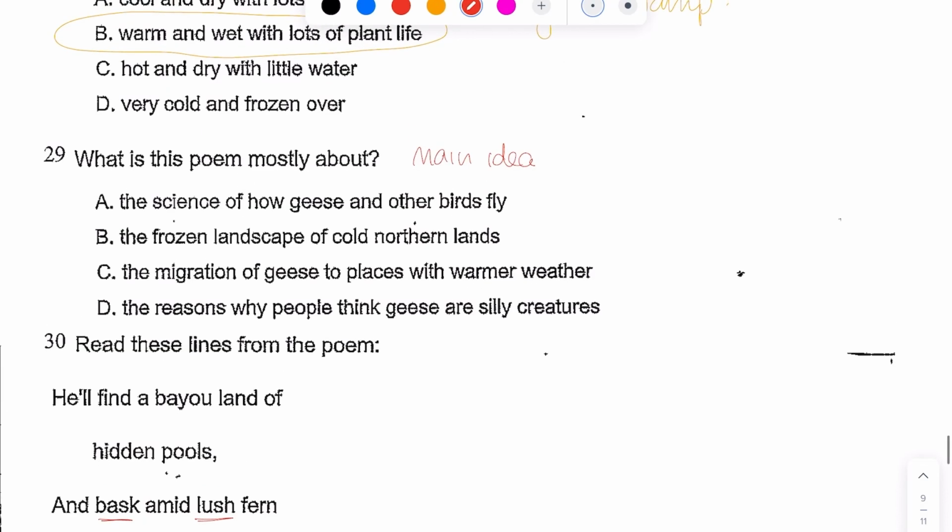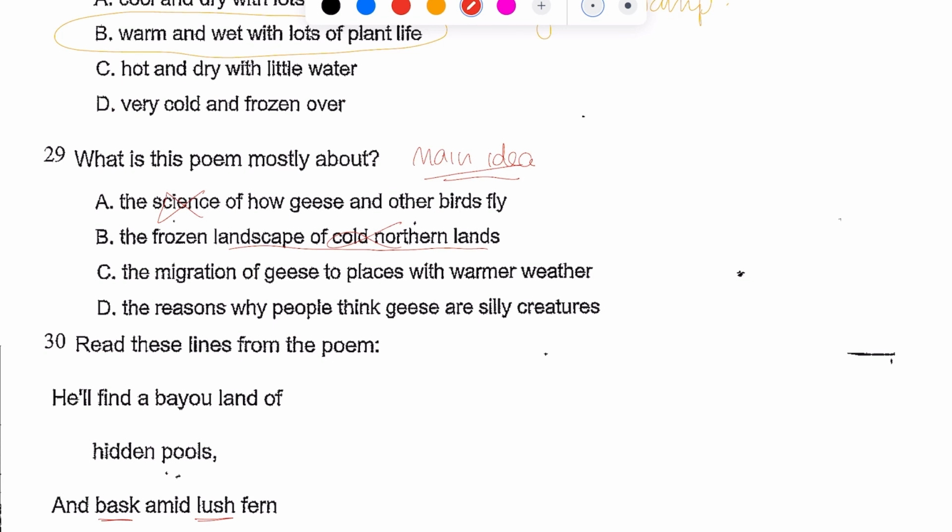Next one, number 29. What is the poem mostly about? This is the main idea question. So think about the poem as a whole. It's not about the science of how geese fly. It's not a scientific poem. It's not about the frozen landscape of the northern land. We do mention the north is cold, but that's not the main focus. That's just a supporting detail.